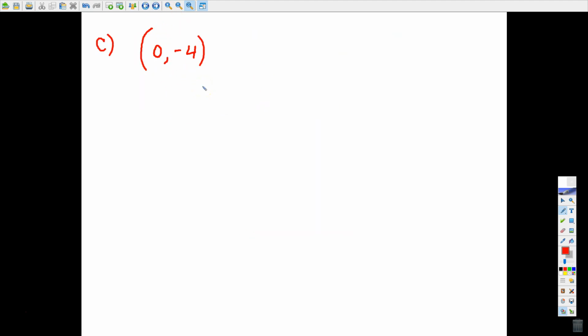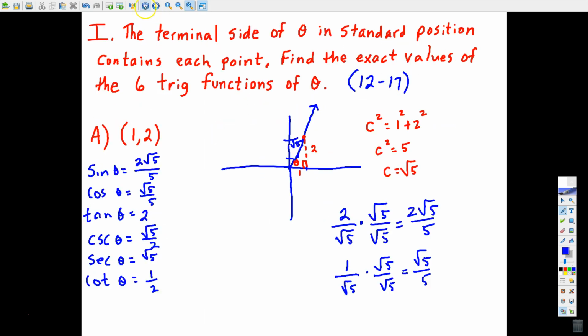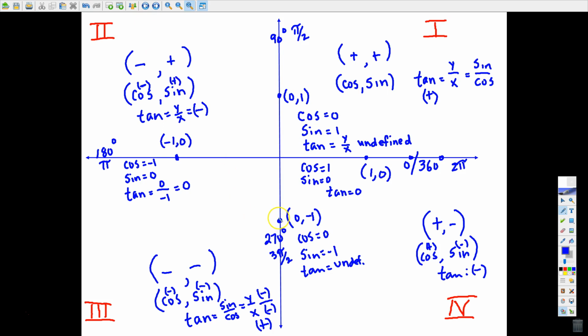Okay, let's try this one. All right, so once again, I'm going to draw this xy plane, and we're going to plot the point (0, -4). And this one, we can't really draw a triangle, obviously, because the terminal side falls on this quadrantal angle. It's really one of our quadrantal angles. Okay, so (0, -4). So let's go back over to our little diagram.